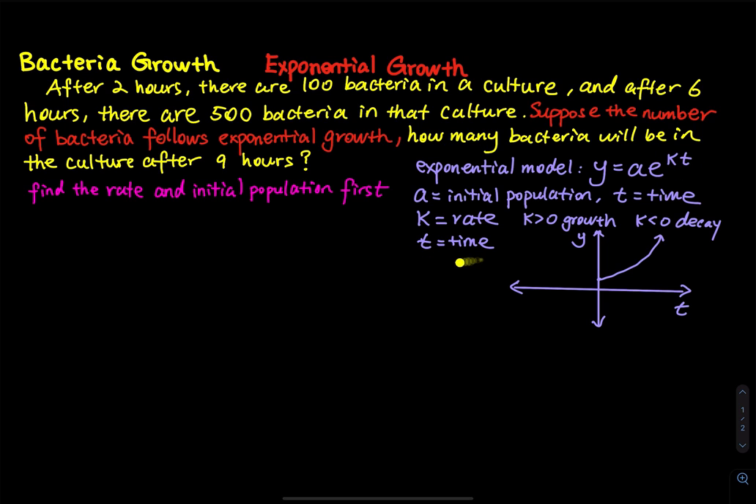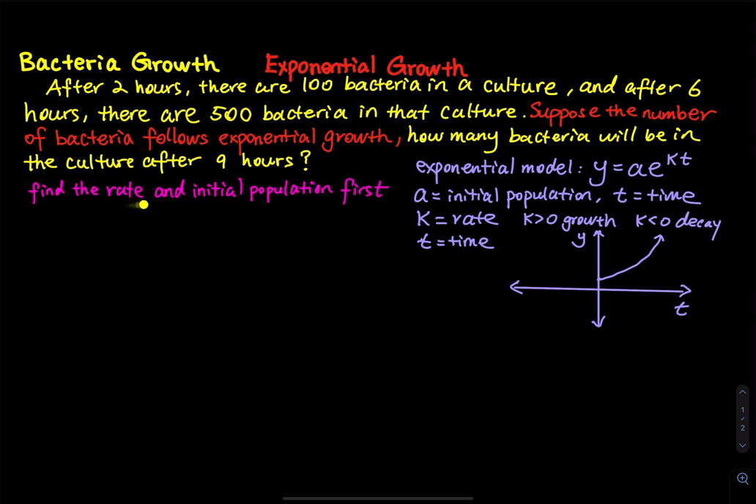T is equal to time, and the graph of the exponential model looks like that. I do not have any curve on the left hand side of the y-axis because t cannot be negative. When t represents time, time cannot be negative. So that's why, compared to the graph of the exponential function e to the x, I cannot put any curve on the left hand side of the y-axis. Okay, do you see this?